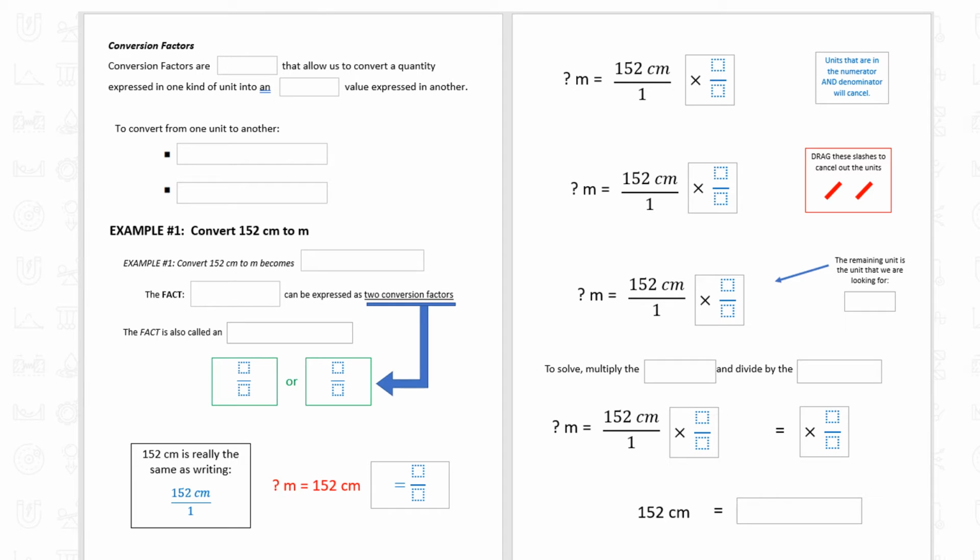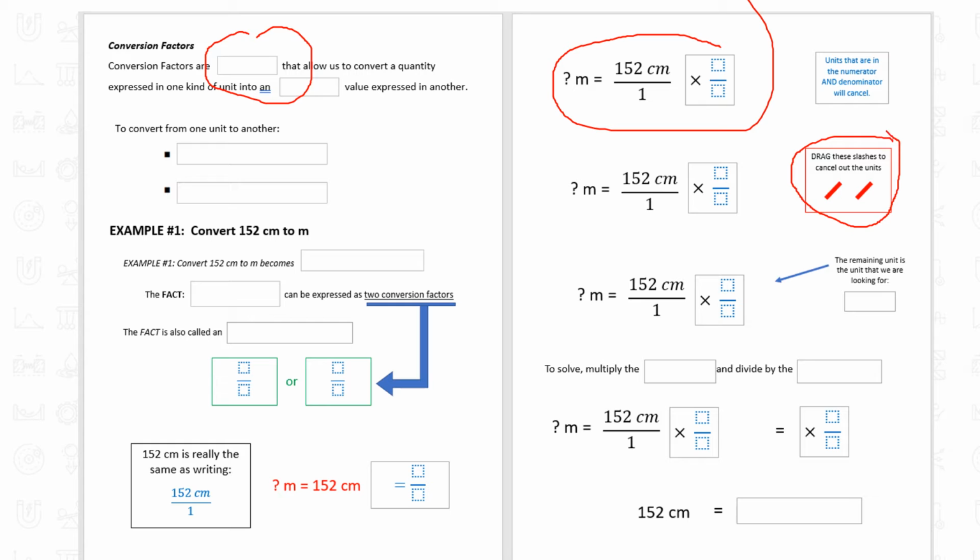So this is the first 2 pages of the guided notes. And as you can see, there are areas where we should fill in missing information, as well as figuring out and doing some math problems, and even dragging certain things so we can cancel out units. So this will make it very, very simple for you to have a reference to go back to when you have to do conversion factors in the future, no matter what class you're talking about, physics or chemistry.